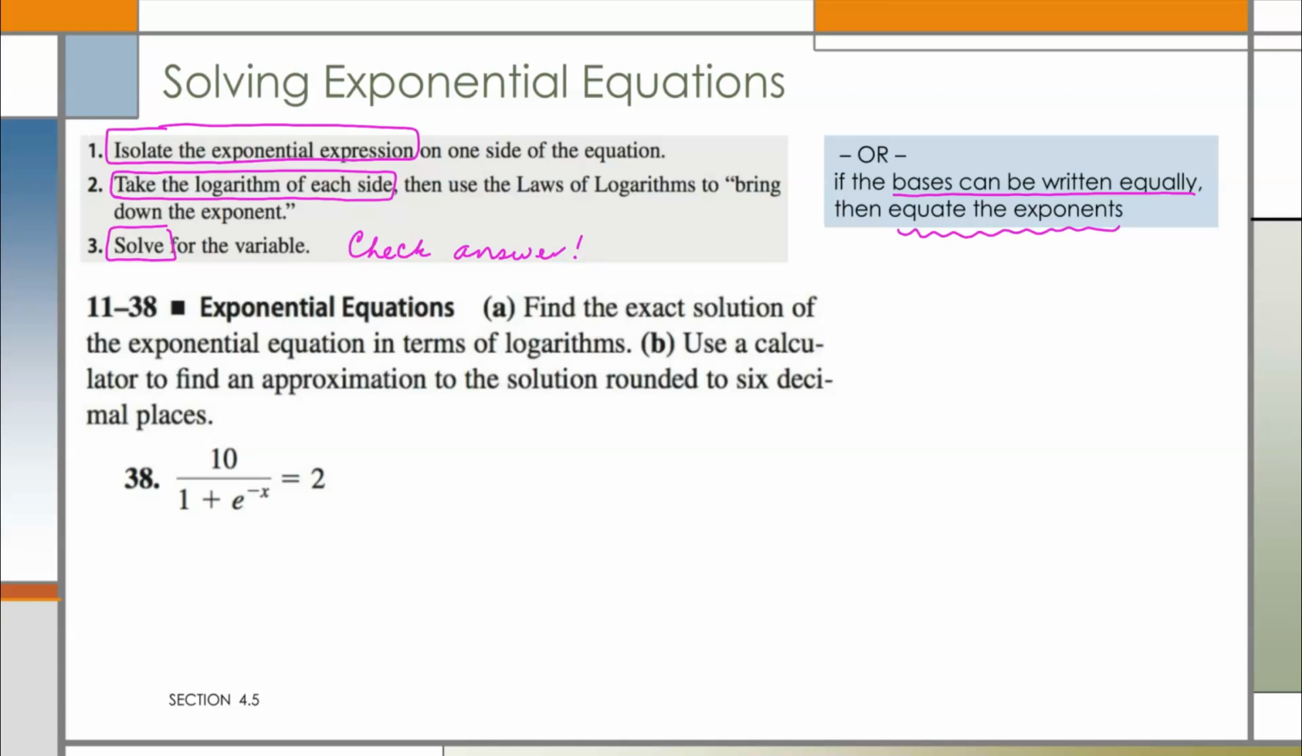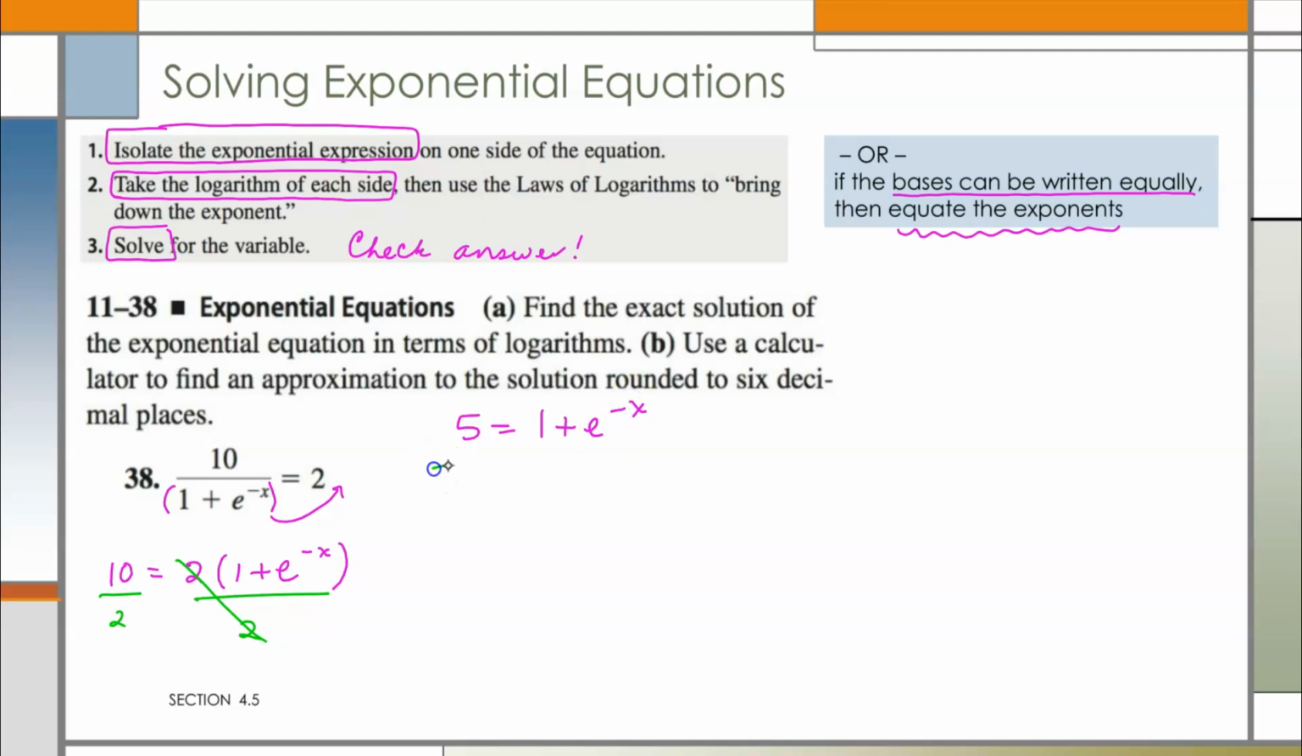Okay, so let's look at problem number 38. We'll take this and multiply it over to the right-hand side of the equal sign. So that gives us 10 is equal to 2 times 1 plus e to the negative x. Okay, next we're going to divide both sides by 2. If I divide both sides by 2, we end up with 5 is equal to 1 plus e to the negative x.